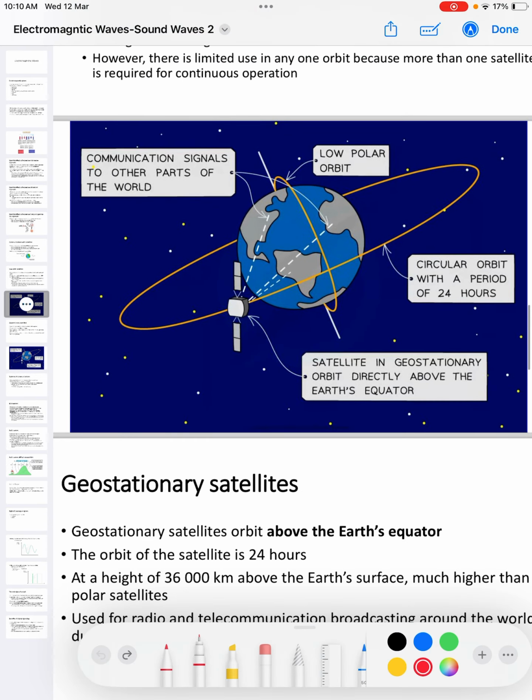So you must understand also that polar orbits, as you said, are limited in use, meaning that if you want them to operate continuously, you must have several satellites. For example, Starlink, the company which has the internet that we use even in Central High, has launched thousands of satellites into the atmosphere just to maintain their network.